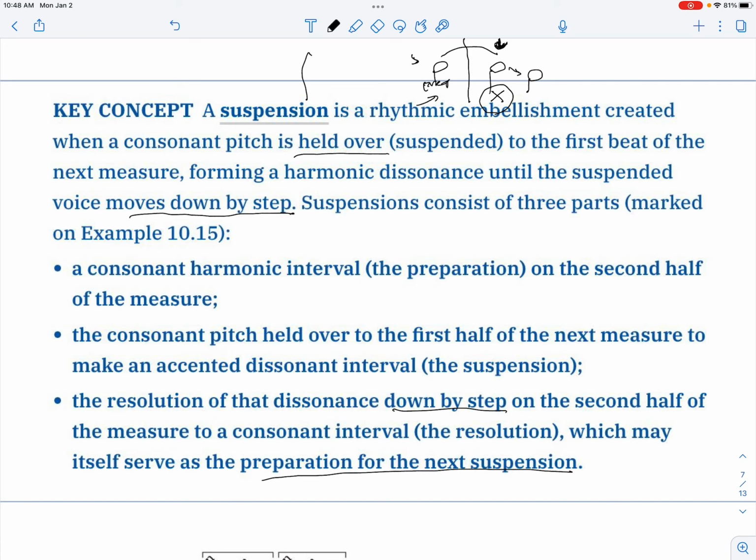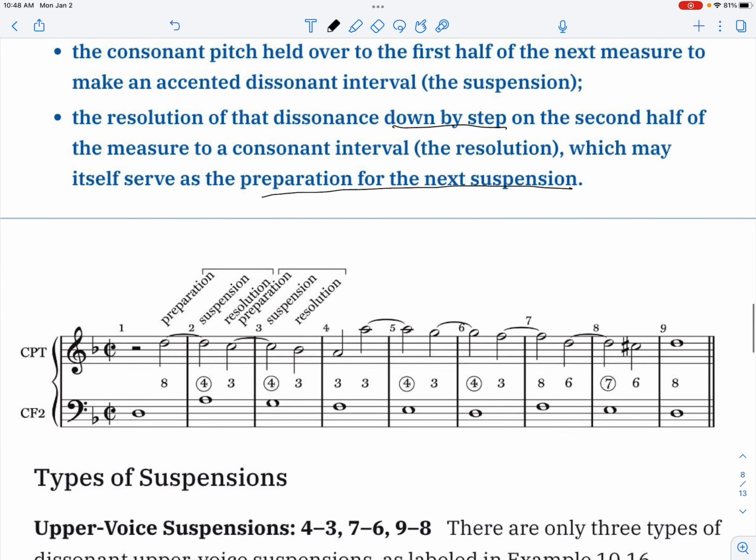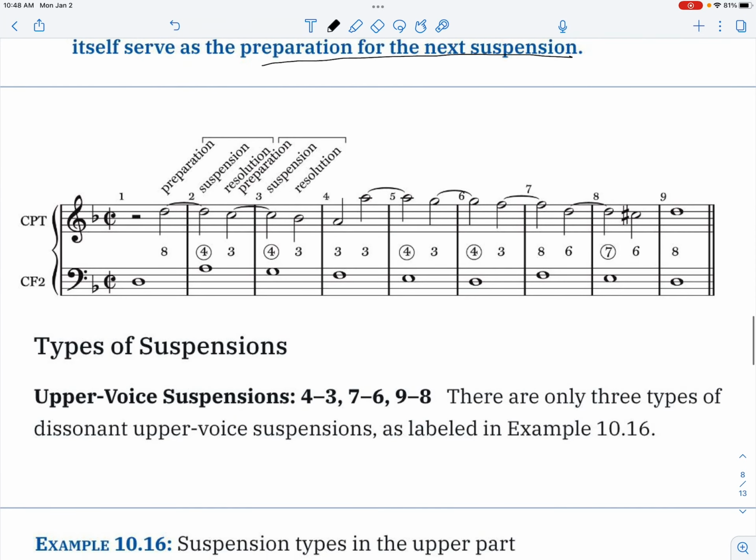As we saw in the previous slides, sometimes the passing tone and neighbor tone also overlap between preparation and resolution. So that's suspension, and it's one of my favorite embellishments, or non-chord tones. It sounds like this. Let me play this one first.